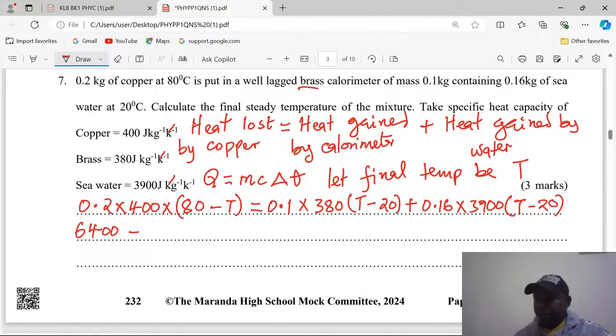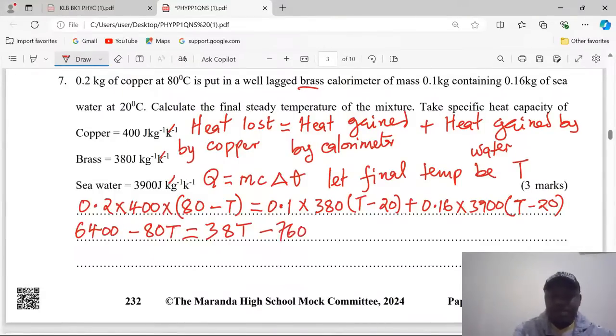Then minus 80T. Yeah, minus 80T. This is equal to 0.1 by 380, we get 38T, minus 0.1 by 380 times negative 20. And that should give us exactly 760. Then we continue adding.